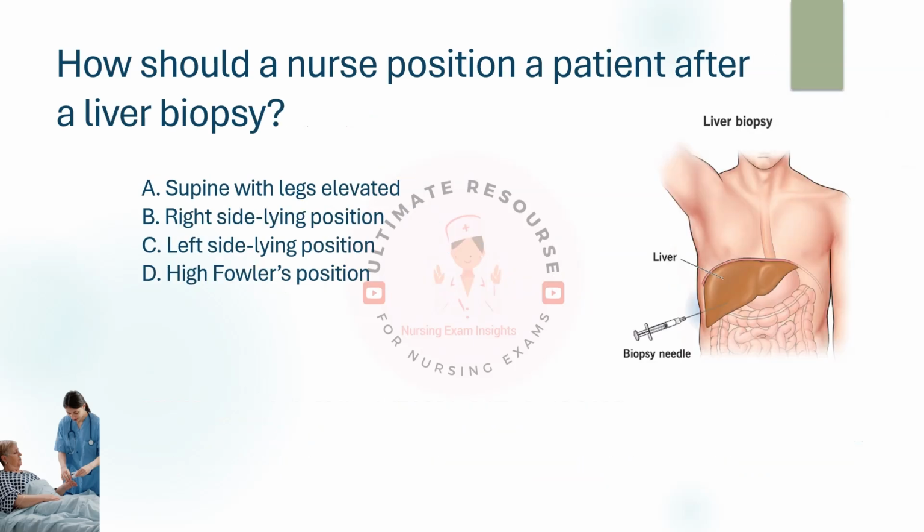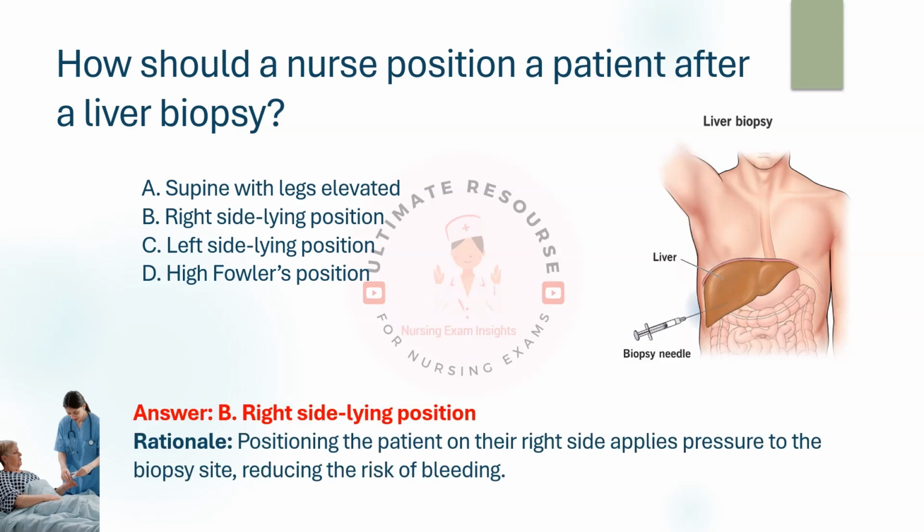How should a nurse position a patient after a liver biopsy? Options are A. Supine with legs elevated. B. Right side lying position. C. Left side lying position. D. High Fowler's position. The answer is B. Right side lying position. Positioning the patient on their right side applies pressure to the biopsy site, reducing the risk for bleeding.